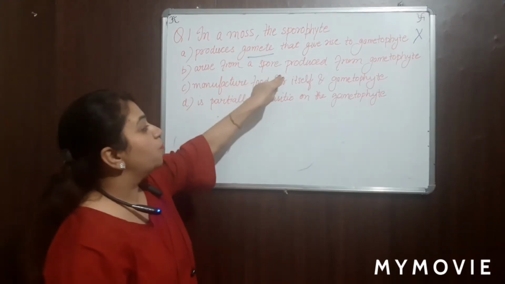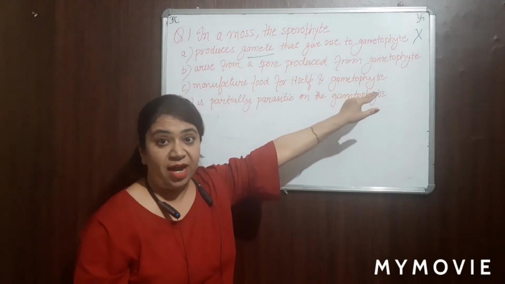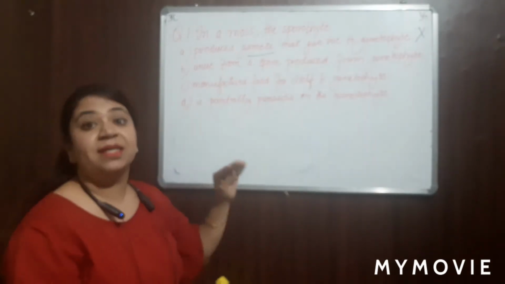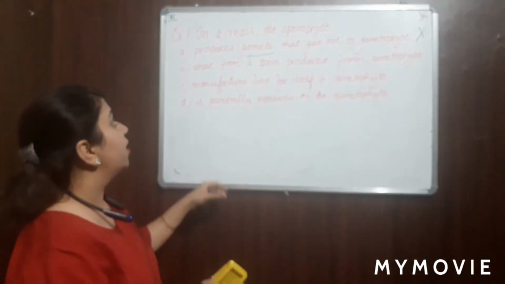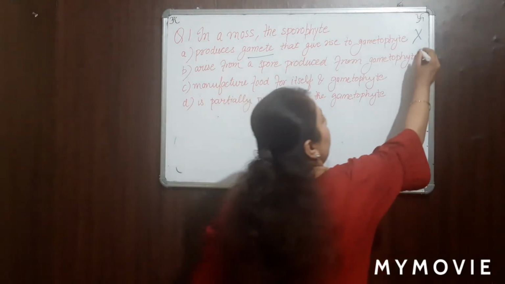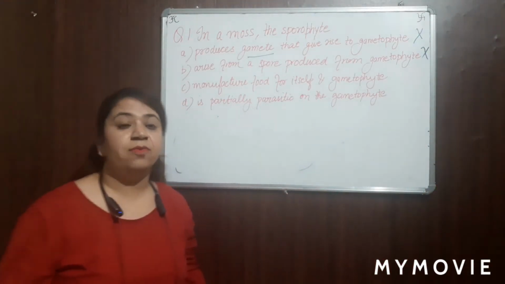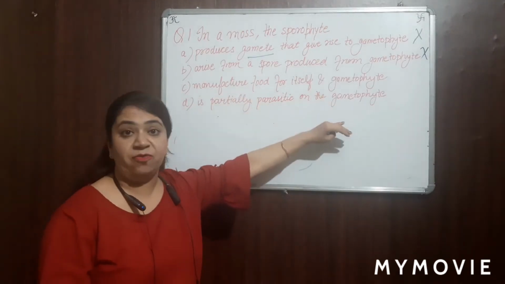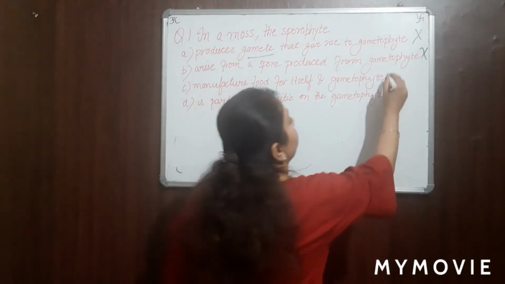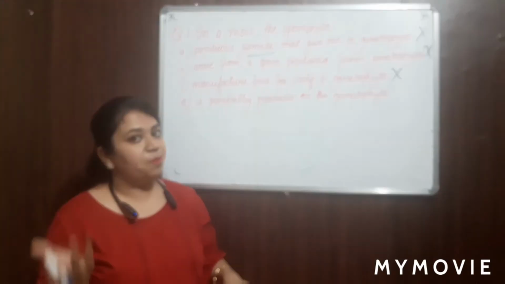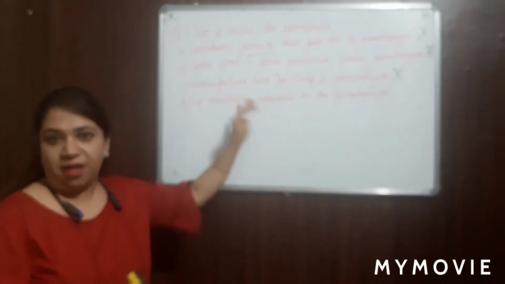Now let's move on to the next point, which says, arise from a spore produced from gametophyte. According to B part, gametophyte produces a spore, but this is wrong. Why? Because we know very well that sporophyte produces what? Spores. So this is also incorrect. Now the third point says manufacture food for itself and gametophyte. This is also incorrect because we already know that sporophyte's function is to produce spores, not to manufacture the food.